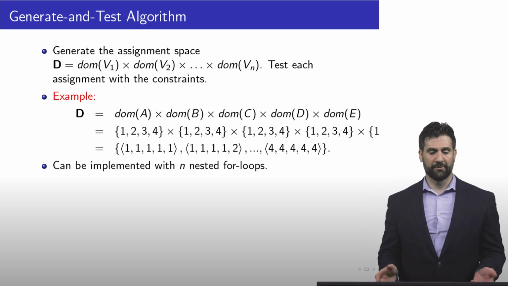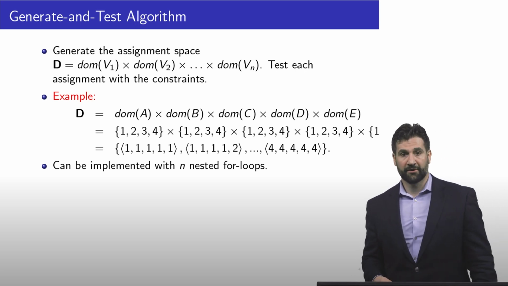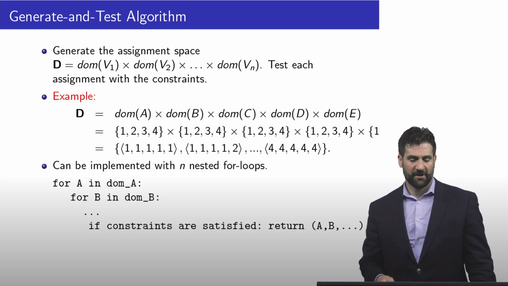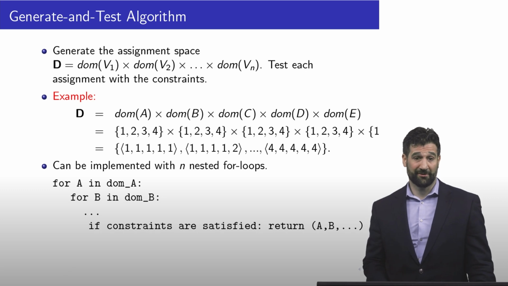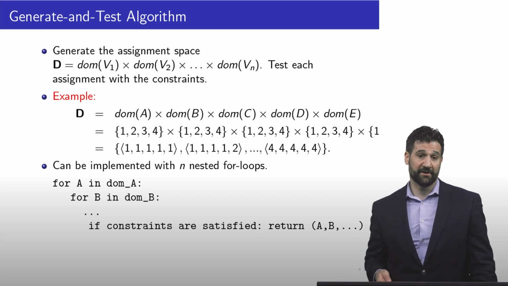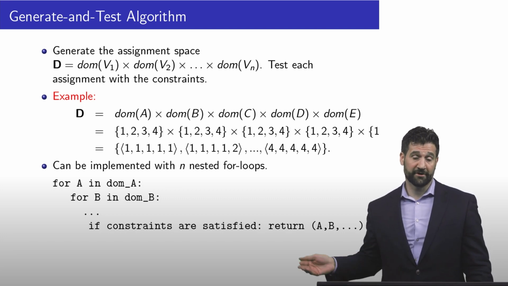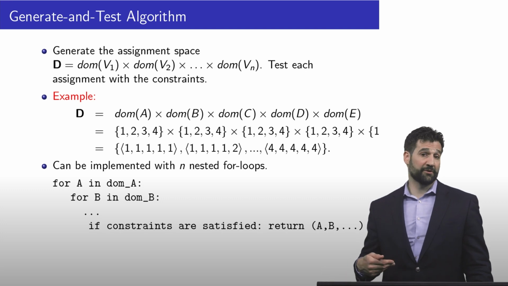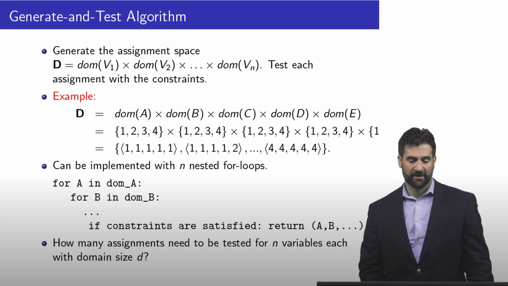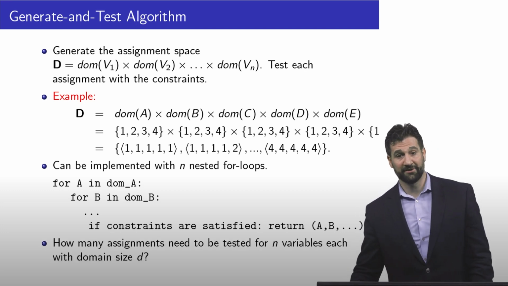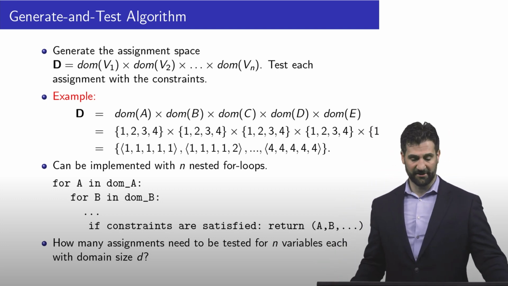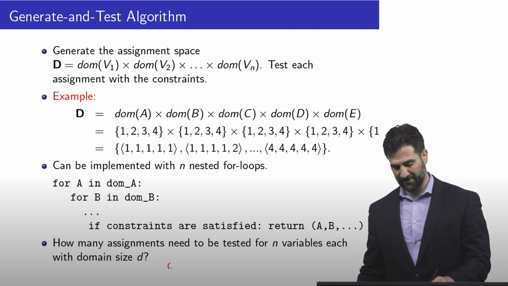And so this can be implemented with n nested for loops, one for each variable. And here's the pseudocode, very straightforward. We're going to pick a value for domain A, then one for B, and once we've done that for each of the variables, we're going to test it out on all of them. And at the innermost loop, we'll proceed to the next variable after that test. And so how many assignments are we going to need to test for n variables, each with a domain of size d? That, of course, is going to be d to the n.